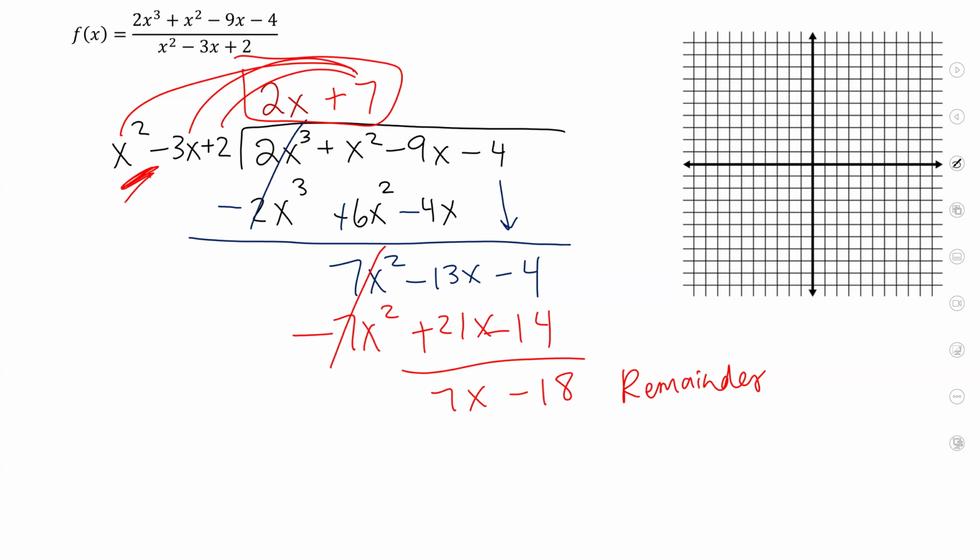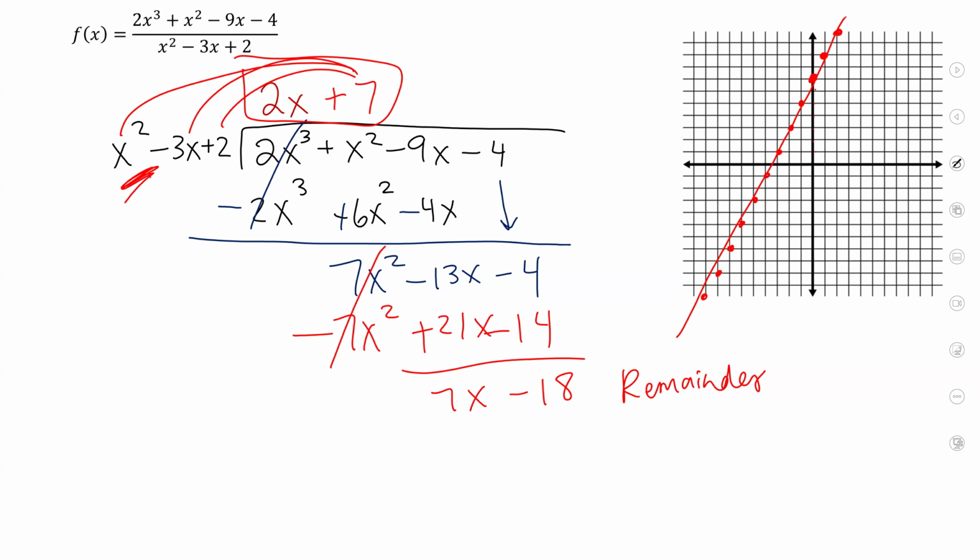So let's graph it. 1, 2, 3, 4, 5, 6, 7. You go up 2 over 1, up 2 over 1. You can go down 2 this way. This is what your slant asymptote would look like. That is where your slant asymptote would be.